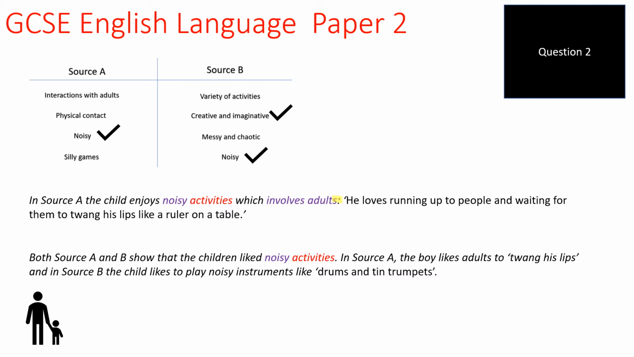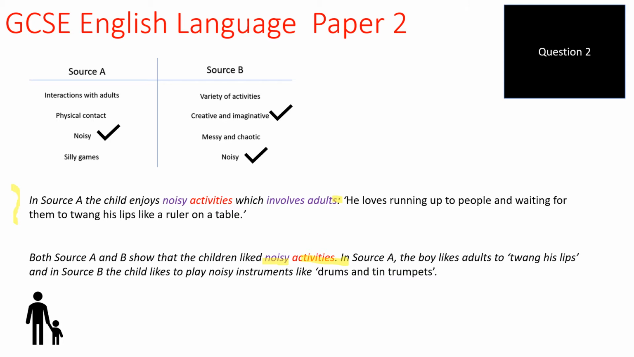And look, straight away what I've done is I've just focused on one source, and you can do that. That's not a problem. You can talk about source A and you can talk about source B in separate paragraphs. That's fine. The other thing you could do is you could try and link them together. So both source A and B show that the children liked noisy activities. So there's my inference and there's my thread. And you can see it, I'm talking about it straight away and I'm putting an inference.